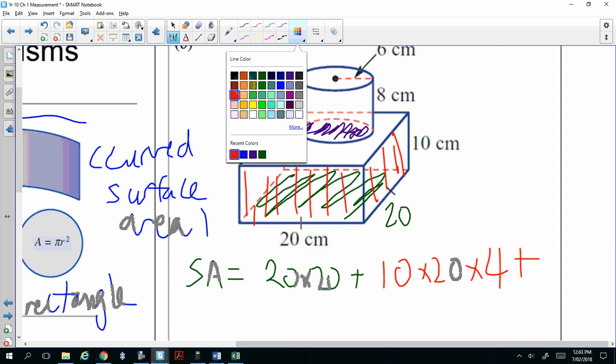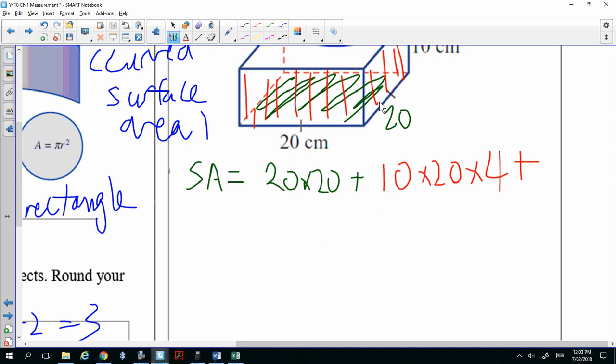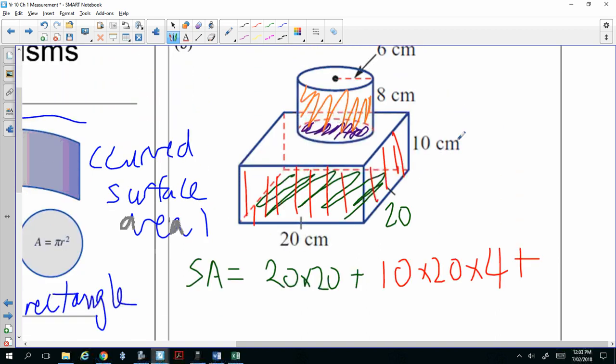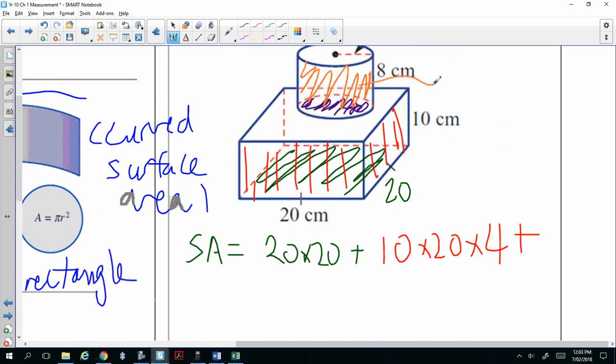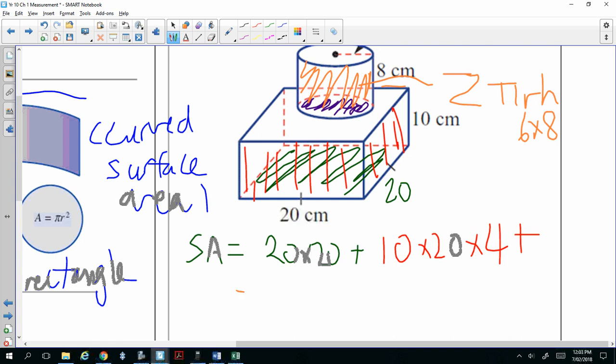Okay. All right, this one, which is the curve bit, right? So we add the curve bit, and the formula for the curve bit is 2 pi r h. So the h is the 8, and the radius is 6, right? This is the r. This is 6. So you go plus 2 pi times 6 times 8, right? That's the curve bit.